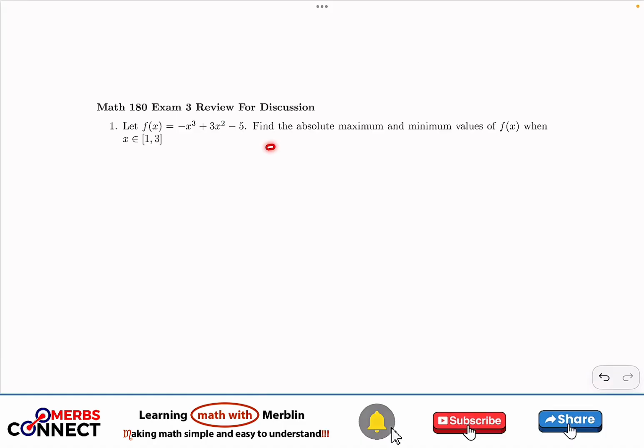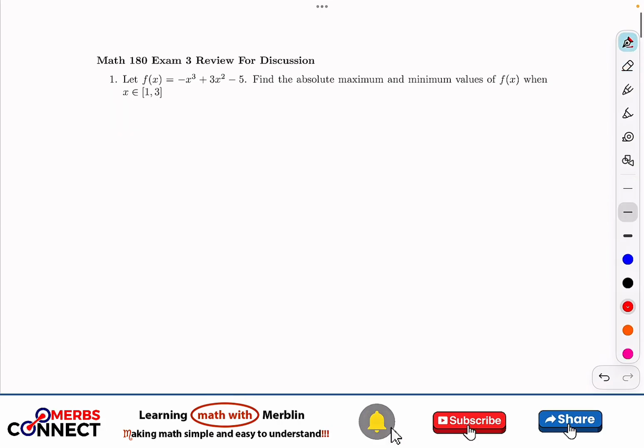So the first question is asking us to find the absolute maximum and minimum. As we know, anytime we want to find absolute maximum and minimum, first we need f prime. Then we use f prime to find the critical point, and we check if our critical point is in the domain, and then we use the table to find our absolute maximum and minimum, if any. So let's go through the process together.